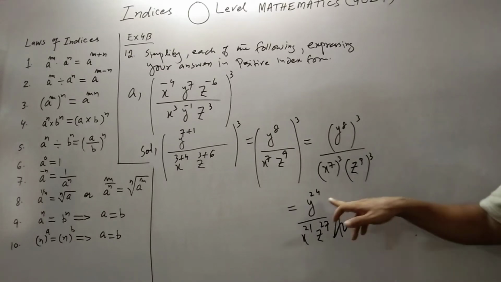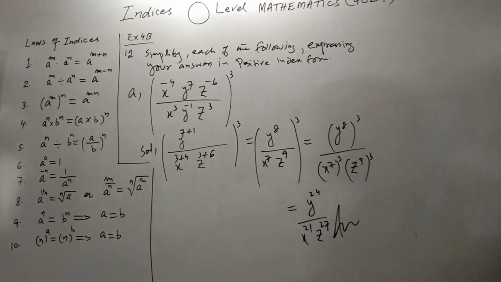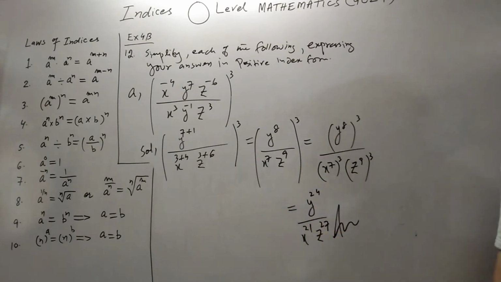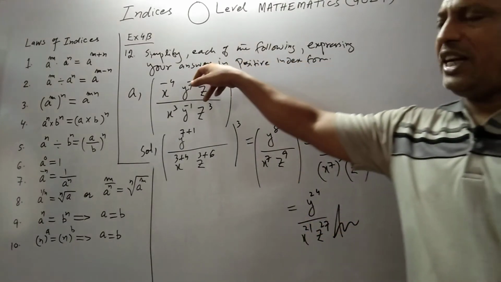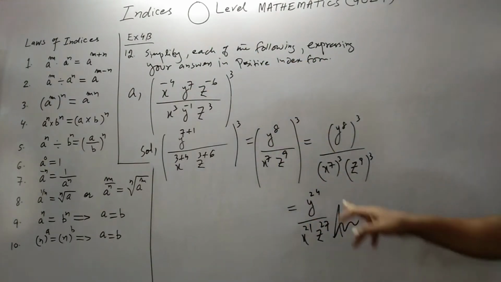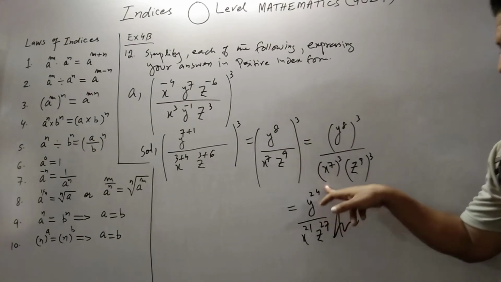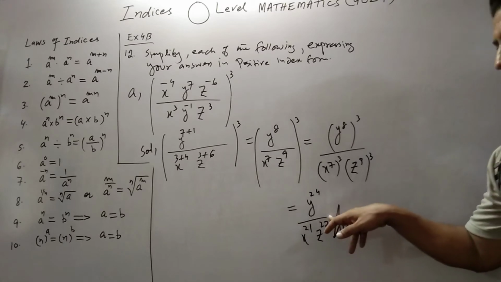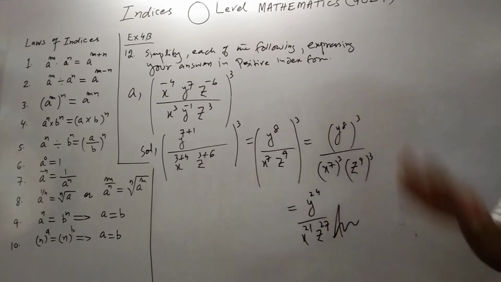Why is this our answer? The requirement has been fulfilled completely. Simplify. We have simplified each and every number. Give your answer in positive index form. See, y to the power positive 24, x to the power positive 21, z to the power positive 27. So this is our requirement.